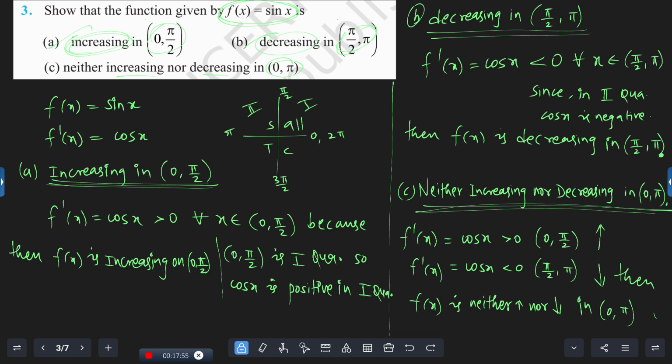When you take the union, pi by 2 alone does not come. Even if you take pi by 2, it will be 0, and 0 means it is neither negative nor positive.